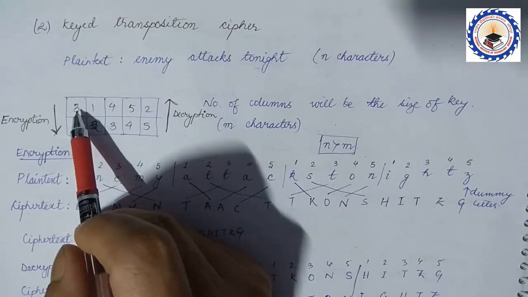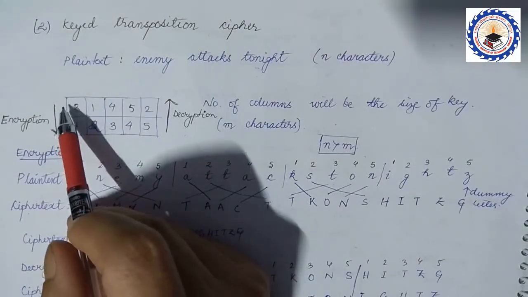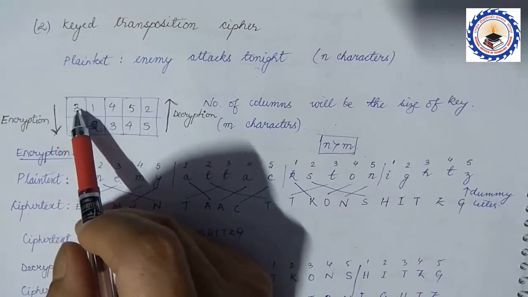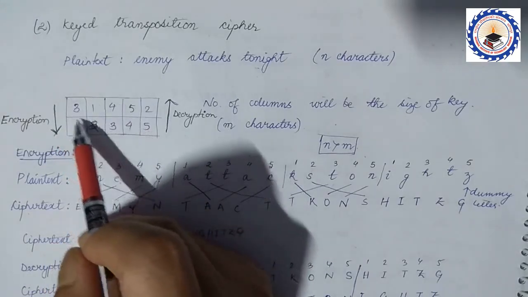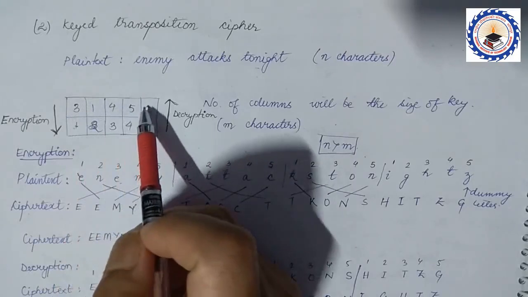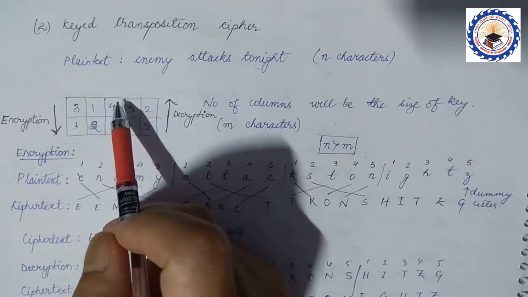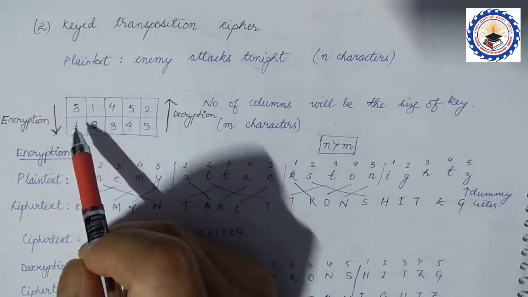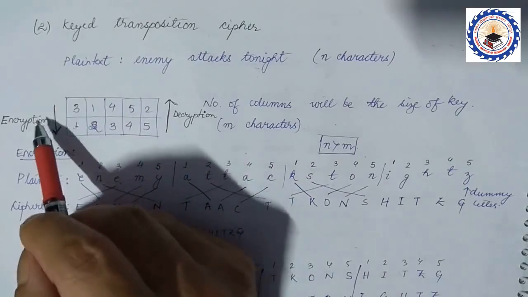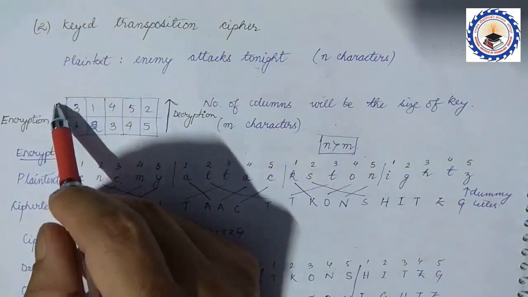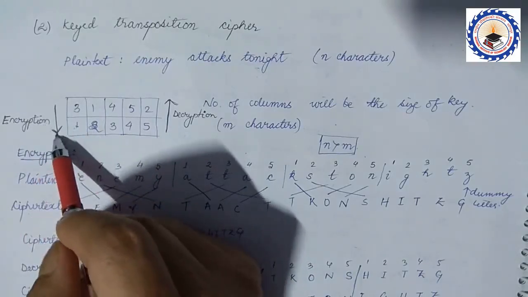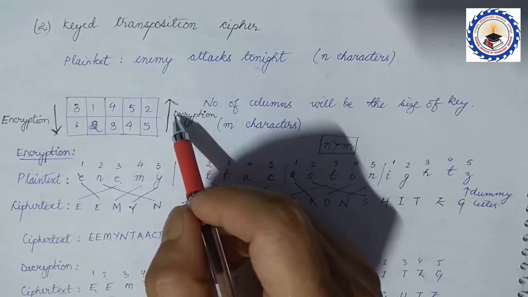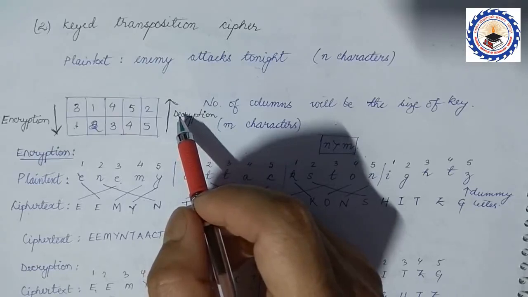If you are performing the encryption part, first of all you must count the number of cells in the first row, and that particular number of letters will be used for either encryption or decryption here. In this case it is already given: the downward direction we use for encryption, and the upward direction we use for the decryption part.